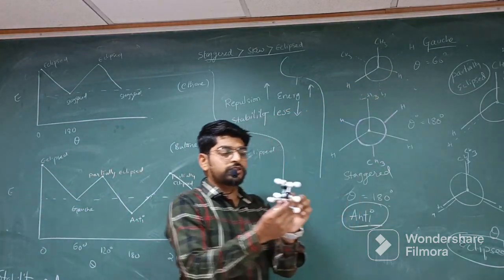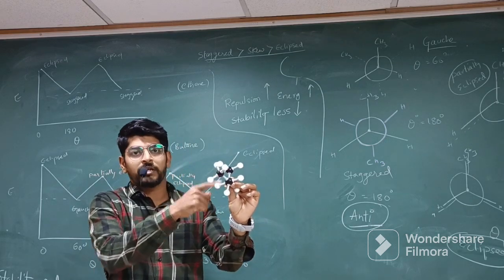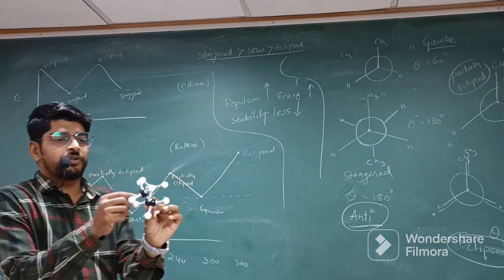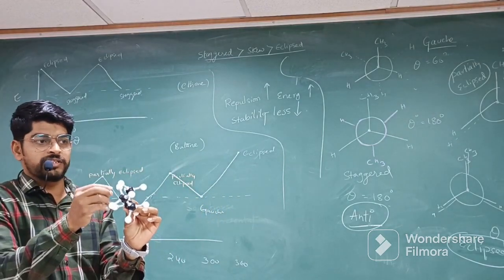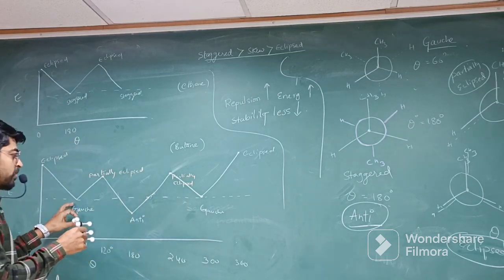Next comes gauche form, which we have written here. Even in gauche form, there are repulsions between the methyl groups. So in gauche form also, repulsions are more, energy is more, stability is less. So see about gauche form like that.